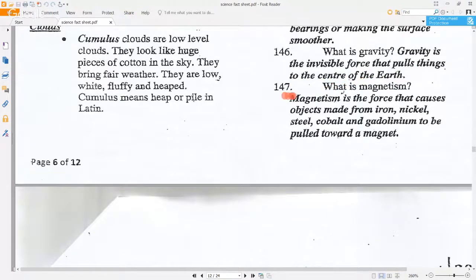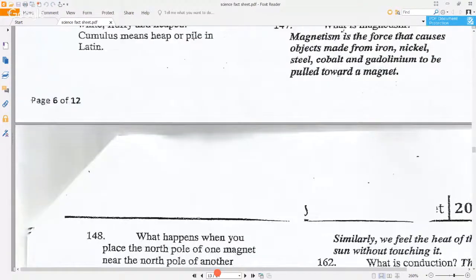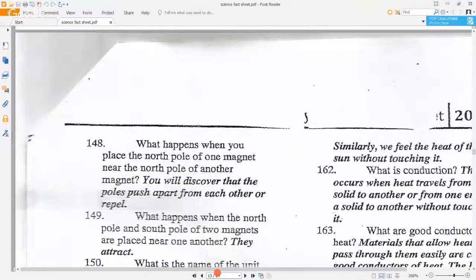What's magnetism? Magnetism is the force that causes objects made from iron, nickel, steel, and cobalt, and this one, gadolinium, to be pulled toward an object. That was 147. 148 now.